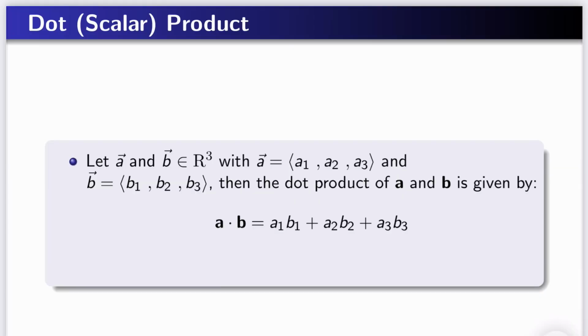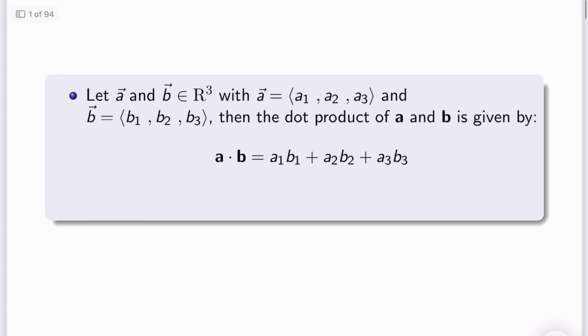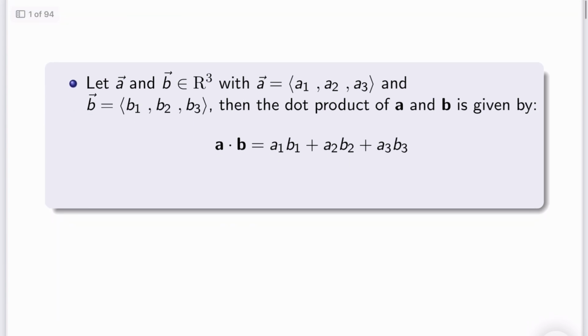Suppose we have three-dimensional vectors a and b. Then the dot product between a and b is a1 times b1 plus a2 times b2 plus a3 times b3. Simply put, we first multiply these entries component-wise, then we add our results. That will give us the dot product between these two vectors. Now we know how to find the dot product. Let's move on to solve a few examples.